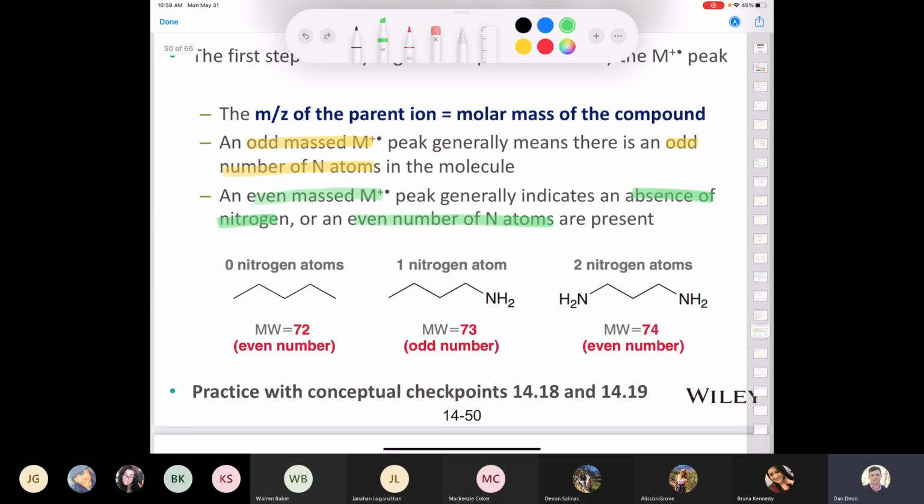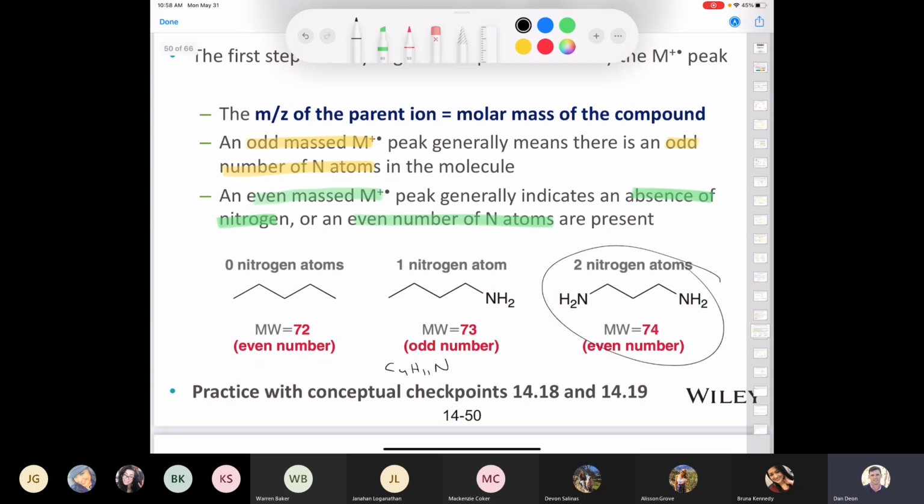Okay, if we go over to this molecule, which has one nitrogen in it, what's the molecular formula? Well, I'll save you the time. It's C4H11N. So that's 48 plus 11 plus 14. You take your calculator and add 48 plus 11 plus 14, and you get 73. 73 is an odd number, and we have an odd number of nitrogens in the molecule.